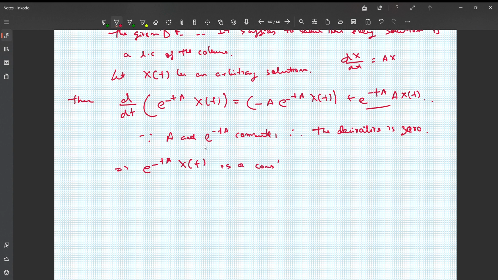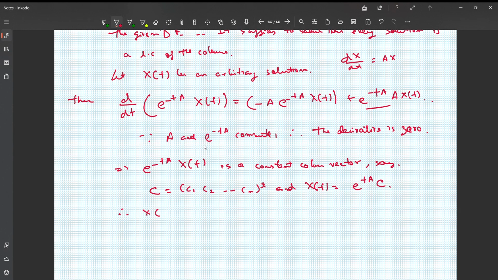It is a constant column vector by simple matrix multiplication. Say the column is given as c1, c2 till cn transpose. And x(t) is simply e to the power ta times c. If this equals c, then x(t) is e to the power ta c. Therefore, x(t) is a linear combination. It's quite obvious from this.